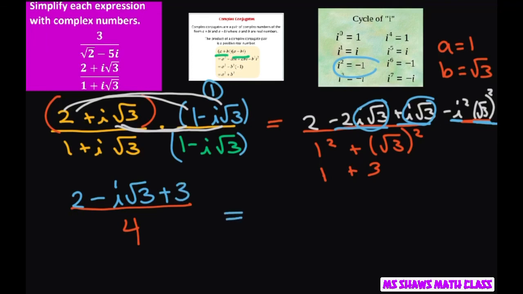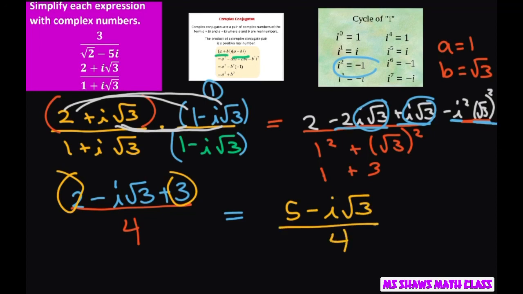So what we end up getting is we add these two up. 2 plus 3 is 5, minus i square root of 3, divided by 4. Also, you can write this as 1/4 times 5 minus i square root of 3. Either one is fine.